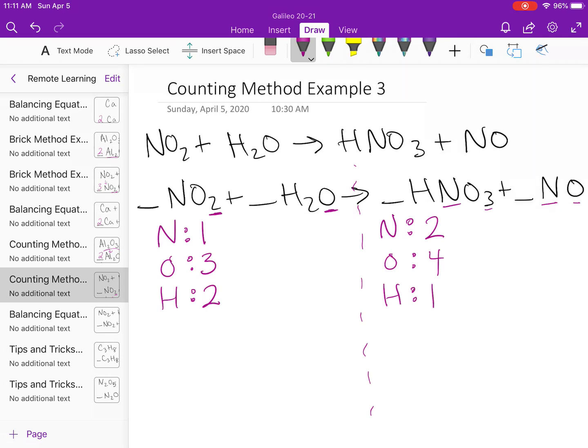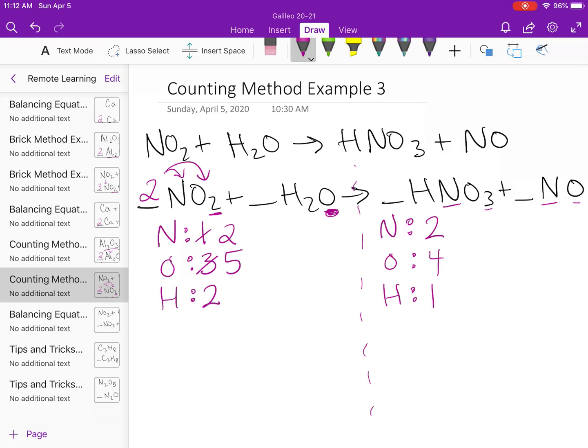So let's go ahead and start with the nitrogens, since they're on the top. We've got 2 on the right, so we need at least 2 on the left. That's going to change this to a 2, but it's also going to change our oxygens. So now we've got 2 times 2 is 4, but we also have this oxygen over here still. So we actually have 5 oxygens right now.